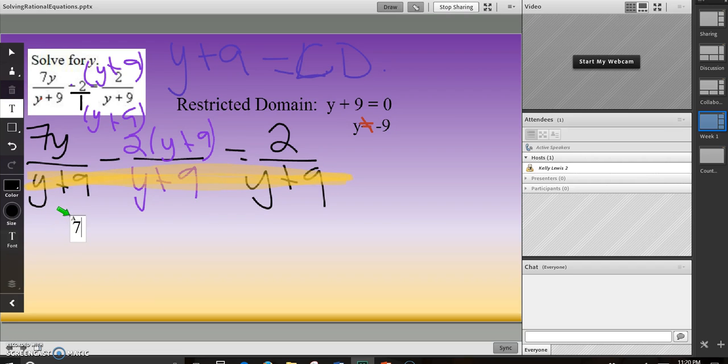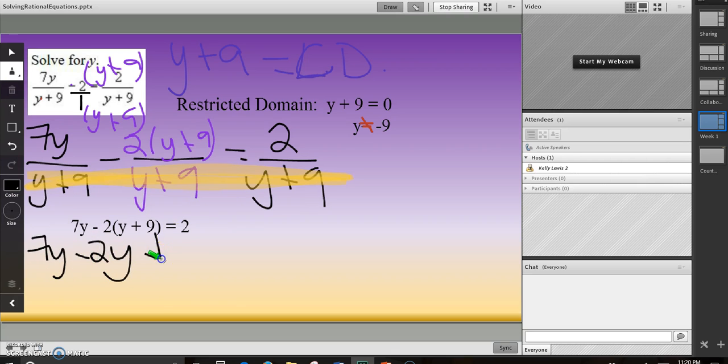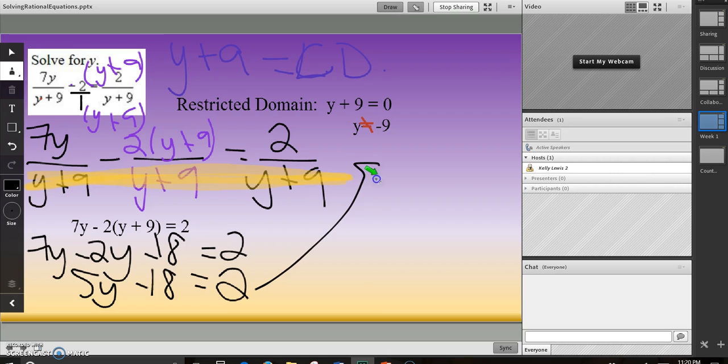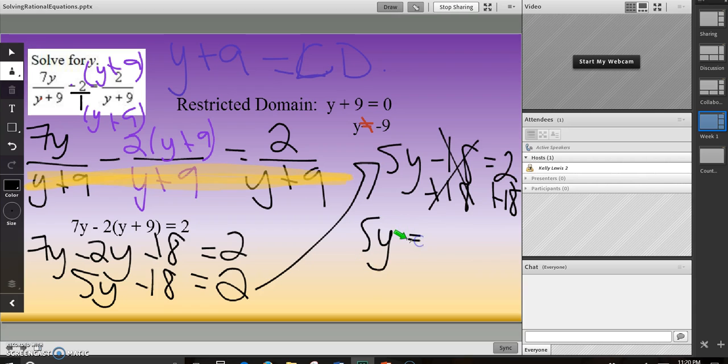So now I have 7y minus 2 times y plus 9 equals 2. All right, I need to distribute that negative 2. So I get 7y minus 2y minus 18 equals 2. Combine like terms. So 7y minus 2y is 5y minus 18 equals 2. If I add 18 to both sides, those cancel, so I get 5y. 2 plus 18 is 20. And if I divide by 5 on both sides, I get 4.